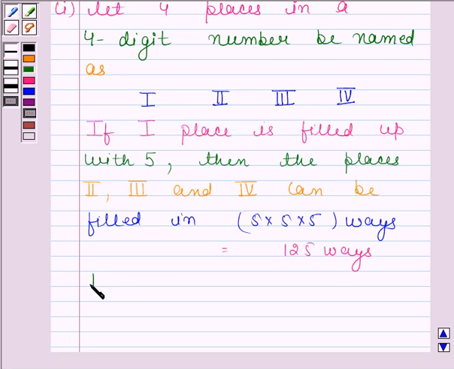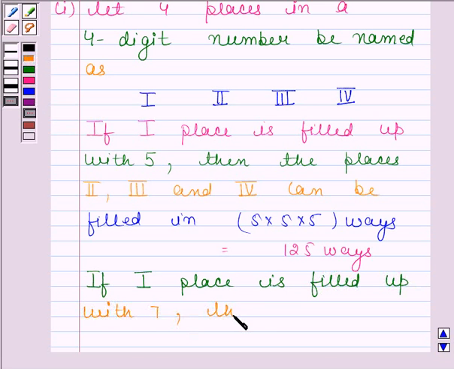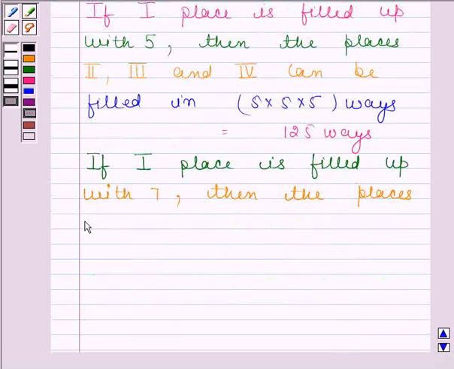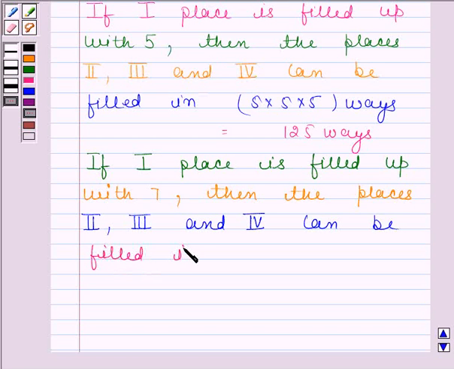Now similarly, if first place is filled up with 7, then the places 2nd, 3rd and 4th can be filled in 5 into 5 into 5 ways, that is 125 ways.